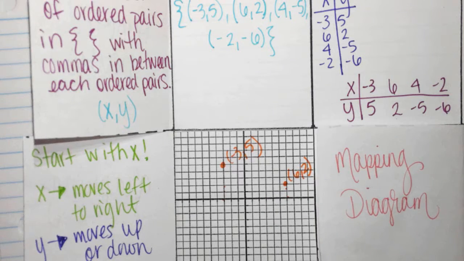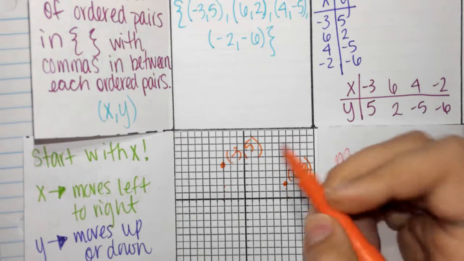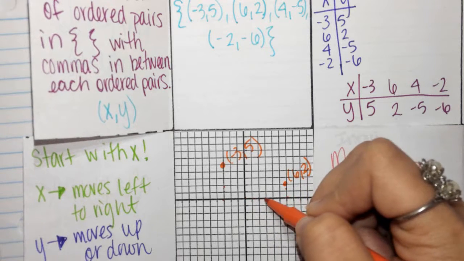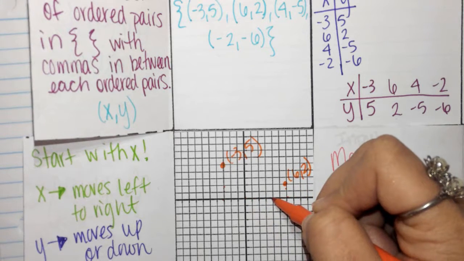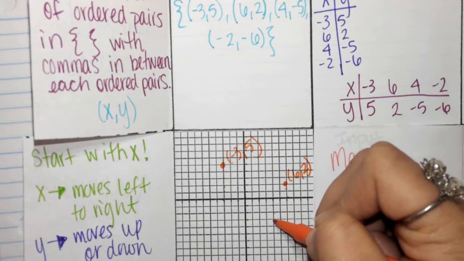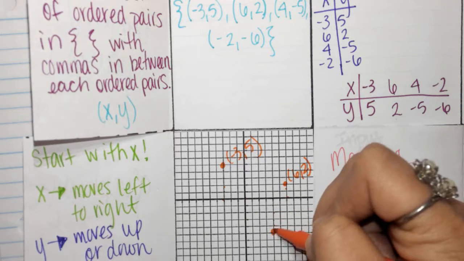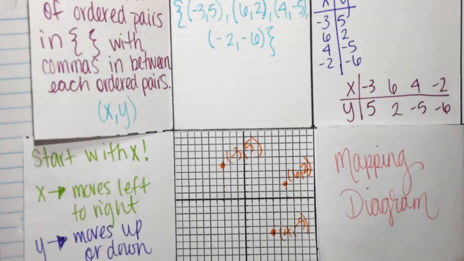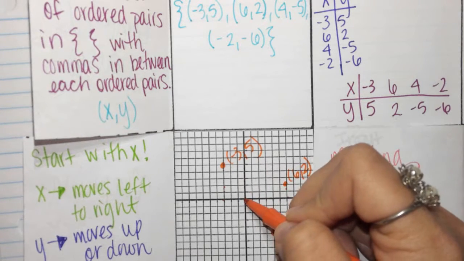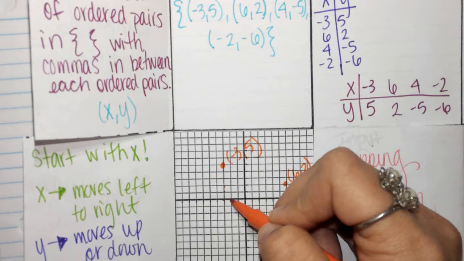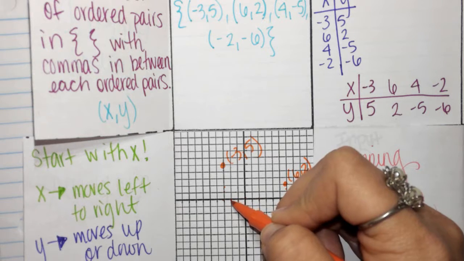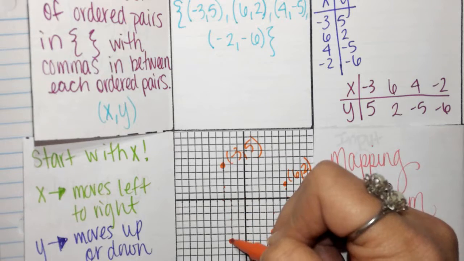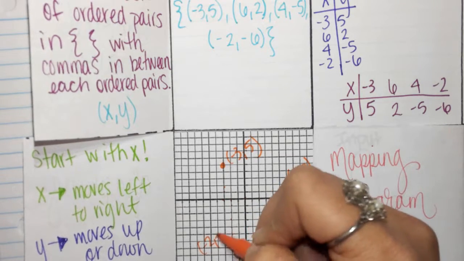Jack, tell me how to get to 4, -5. So you're going to start in the middle, and then you're going to go 4 to the right, and then you're going to go 5 down. Good. Take a point. Logan, tell me how to get to -2, -6. Go to the left two. You go down. Take a point.